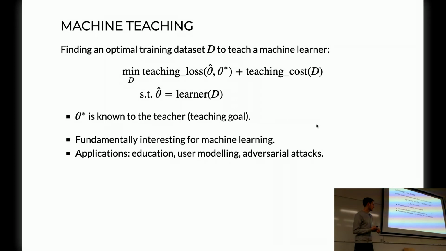And there is theoretical work for that kind of thing, like teaching dimension and such. So there are some practical applications for this in, for example, education, which is kind of natural given the name. Then we are using it for user modeling, or at least going towards that. And then you can use it for adversarial attacks also, because the teacher can try to steer a learner towards some kind of model.